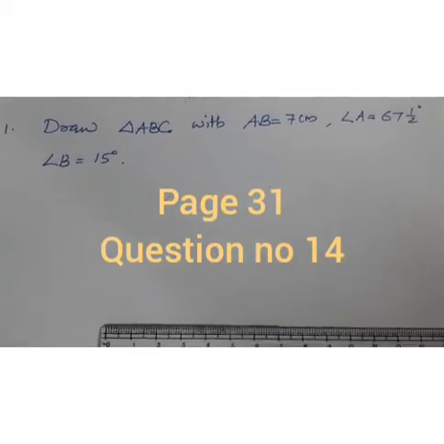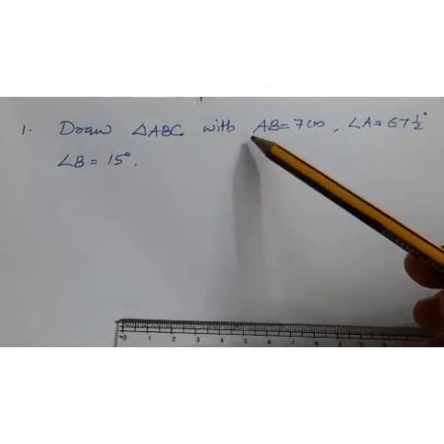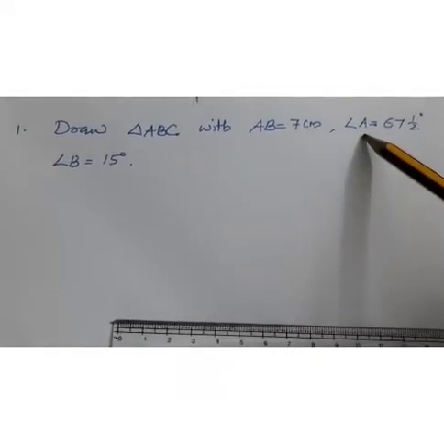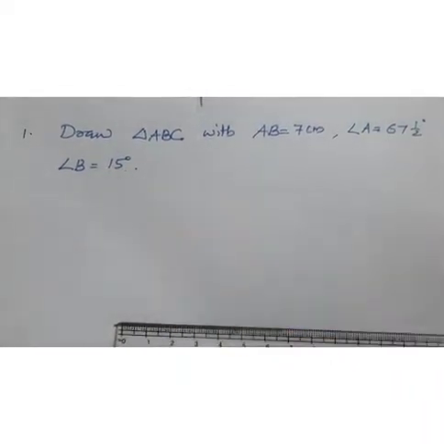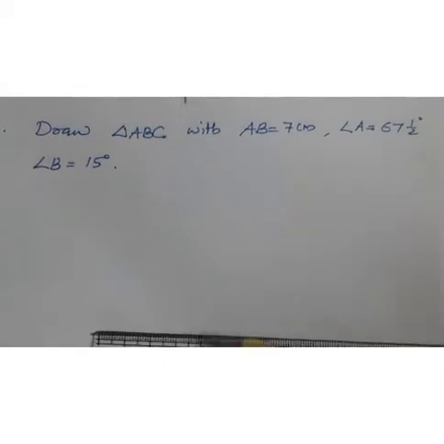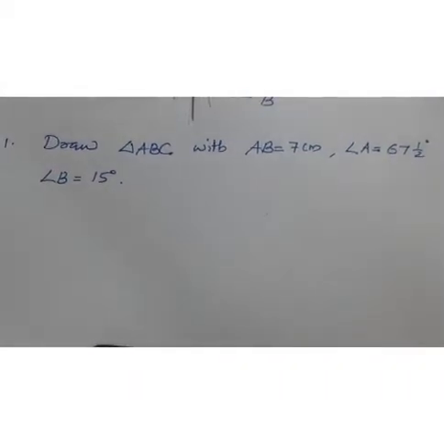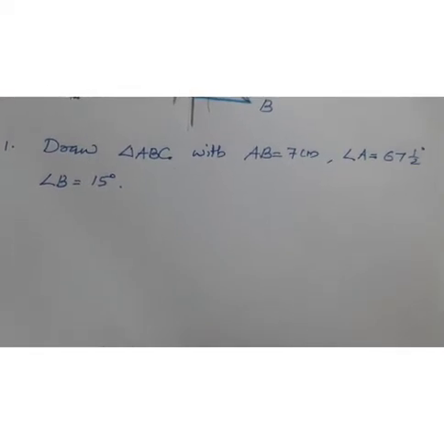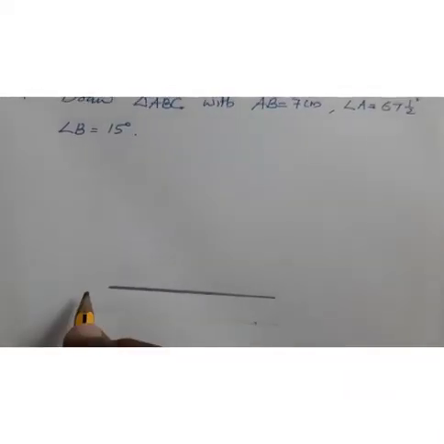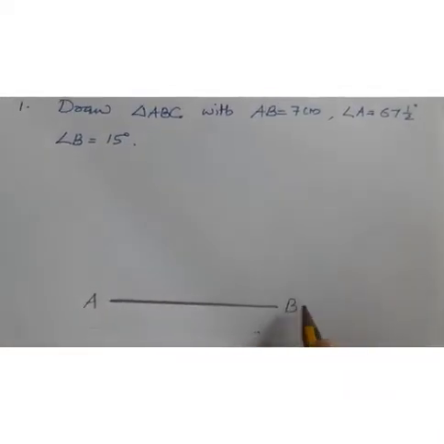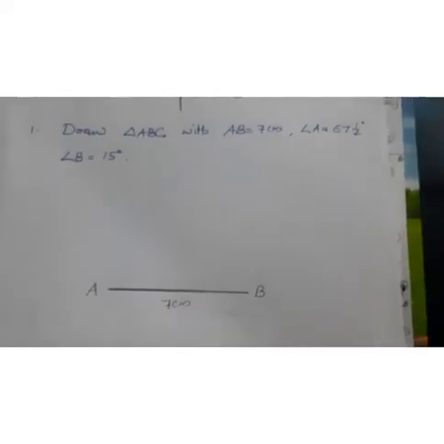Good morning, students. See this question. Draw triangle ABC with AB equal to 7, angle A is 67.5 degrees and angle B is 15 degrees. Here first you draw AB with 7 centimeter. Give it as AB. It is 7 centimeter.